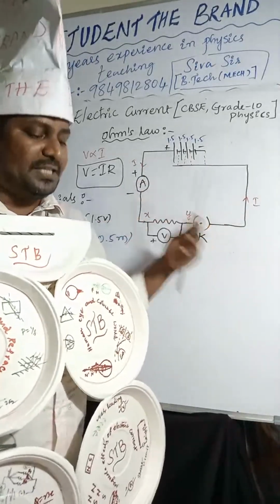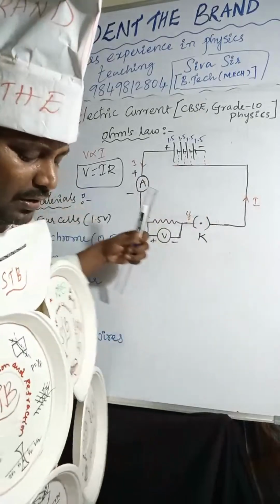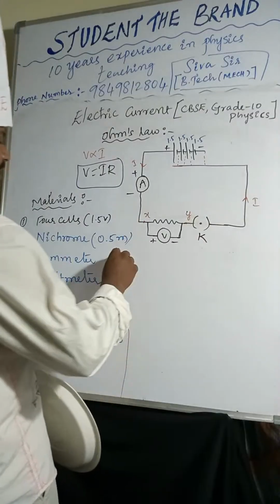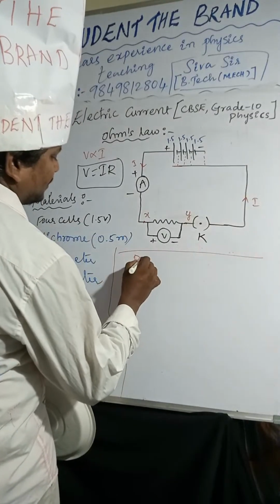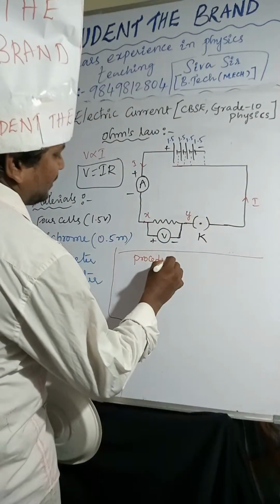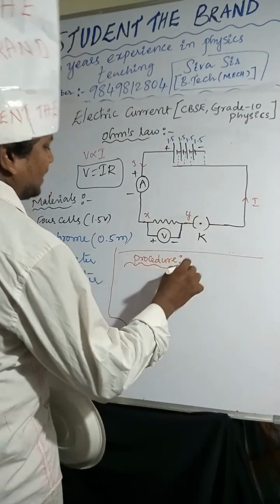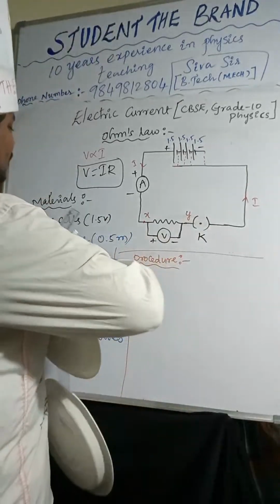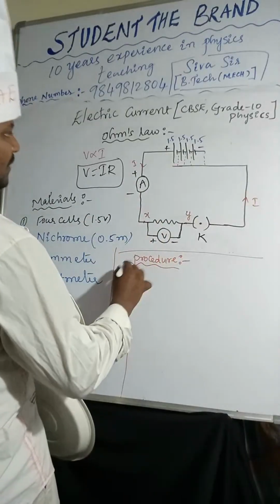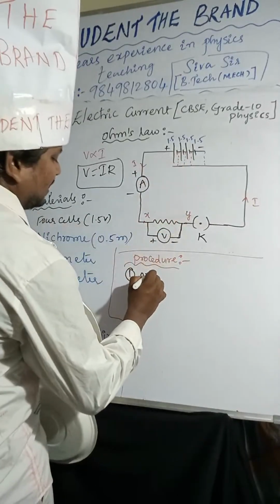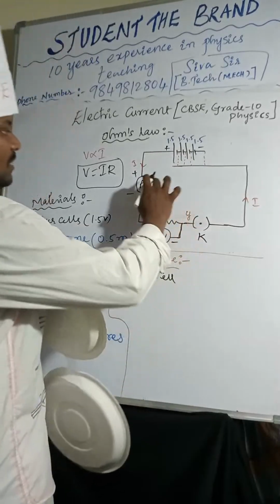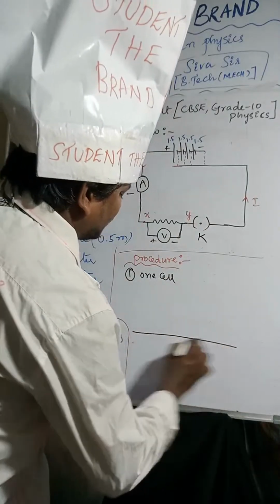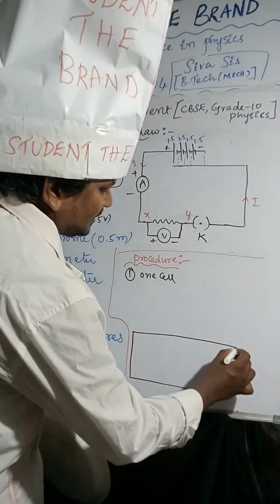Next, you can see the procedure. What is the process? First you have to connect one cell and note down the reading of the ammeter and voltmeter, and mention it in the tabular form given below. This is the tabular form I am writing.